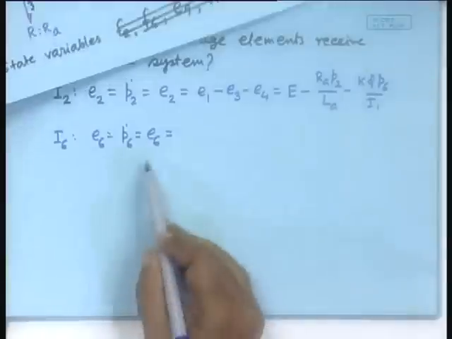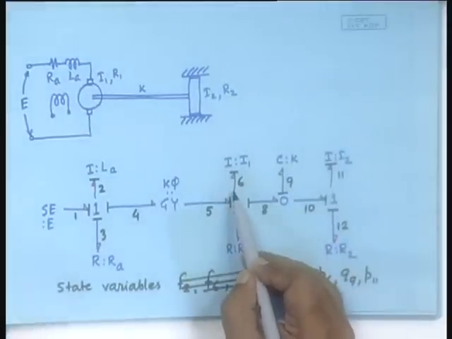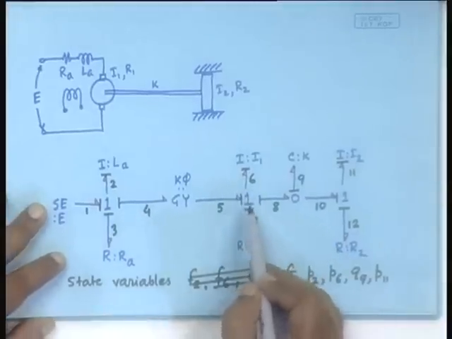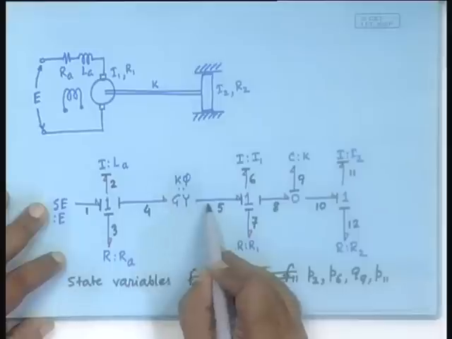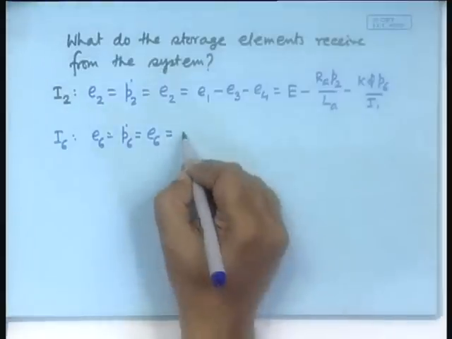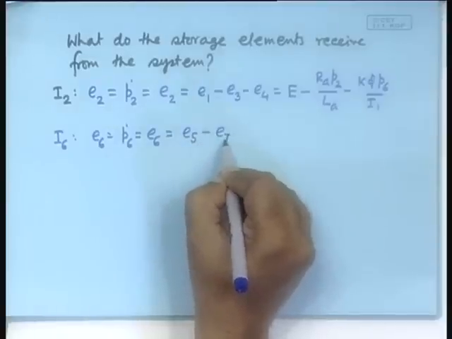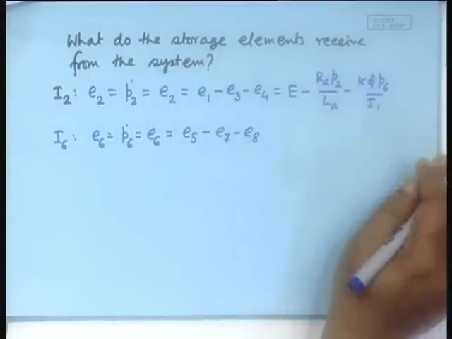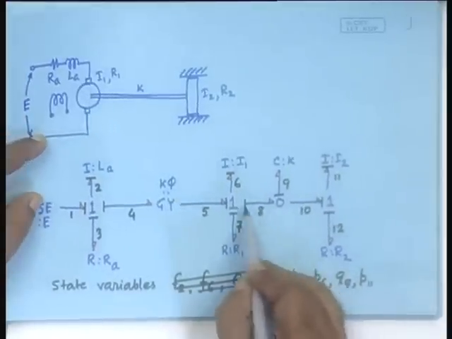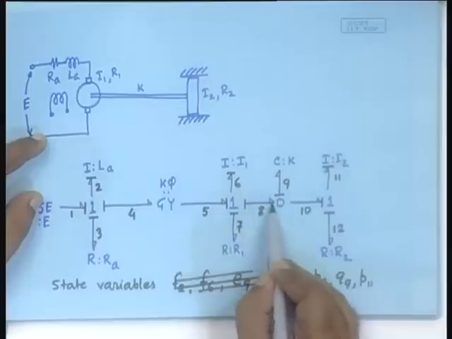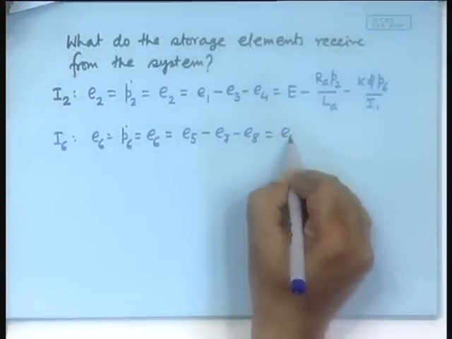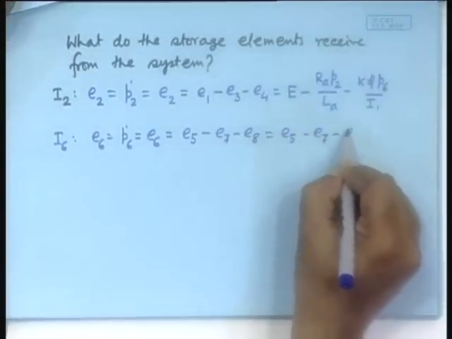E6, where did it come from? Yes, because it is a one junction, it will be an effort summing junction. Therefore, E5 minus E7 minus E8. Okay. E8 is equal to, where did this information come from? E9, because that is a strong bond. So, we can write E5 minus E7 minus E9.